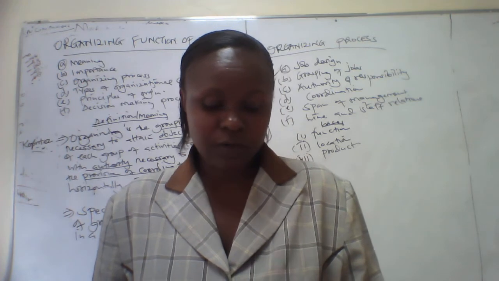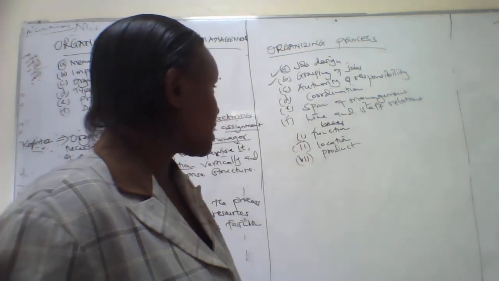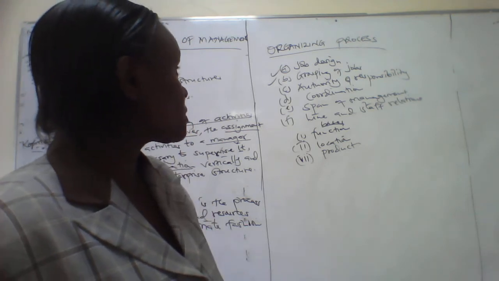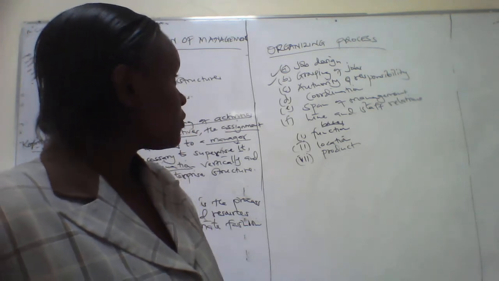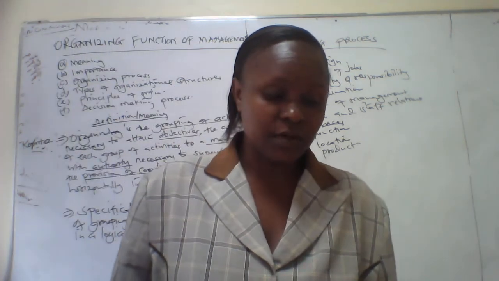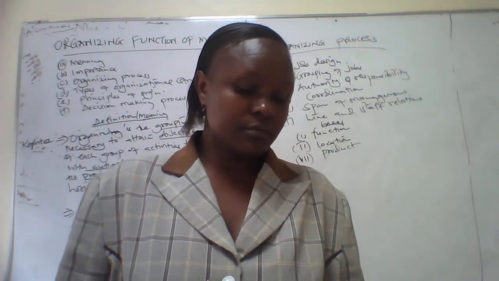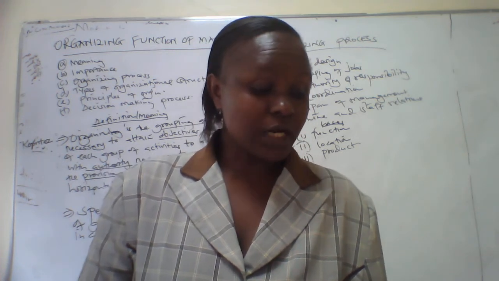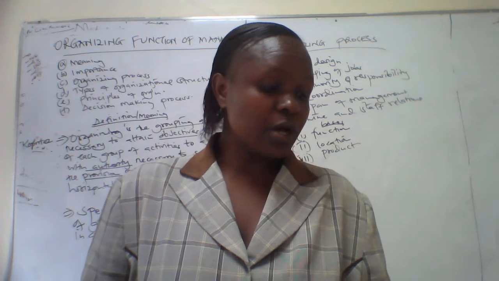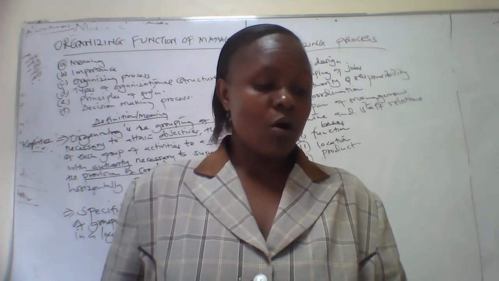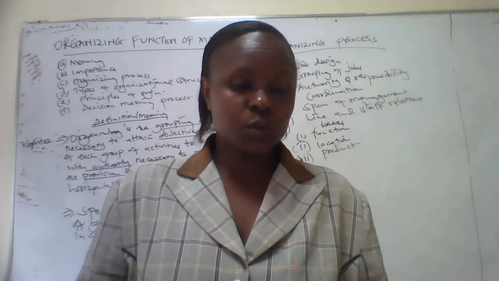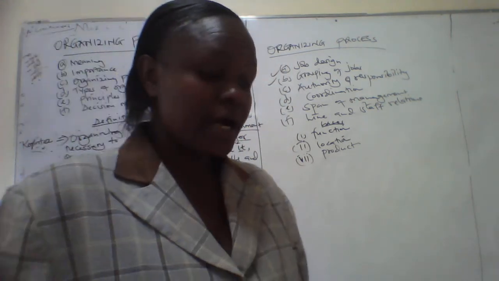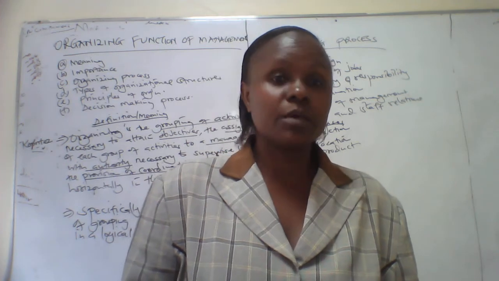You have to understand these steps so that you can know how you arrange the organizing process. It has to follow each other in a logical way. It is better you read the notes, you will understand them more. Next time we are going to look at the principles of organizing, and also how you make a decision, that is the decision making process.